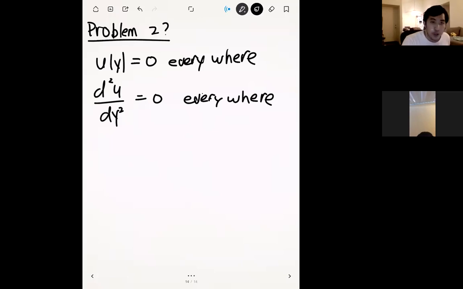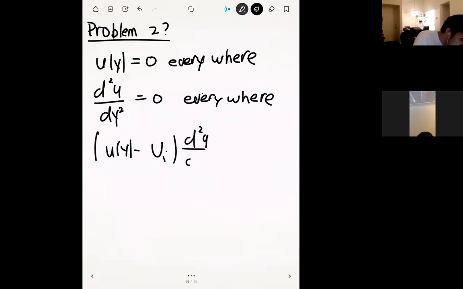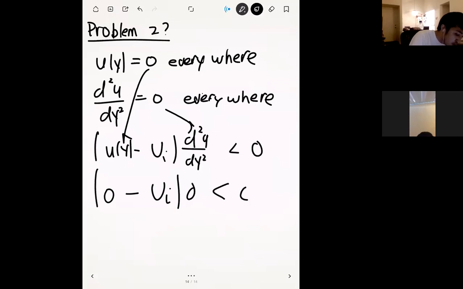Okay? And so when you plug these into Fjortoft's theorem, what you get is u of y minus ui times d squared u dy squared, and that should be less than 0. So let's plug in 0 for these. Okay, so you have 0 minus ui times 0 is less than 0. Since we don't have an explicit inflection point, we have that the second derivative is equal to 0 everywhere. Basically, this ui is going to be 0 as well.